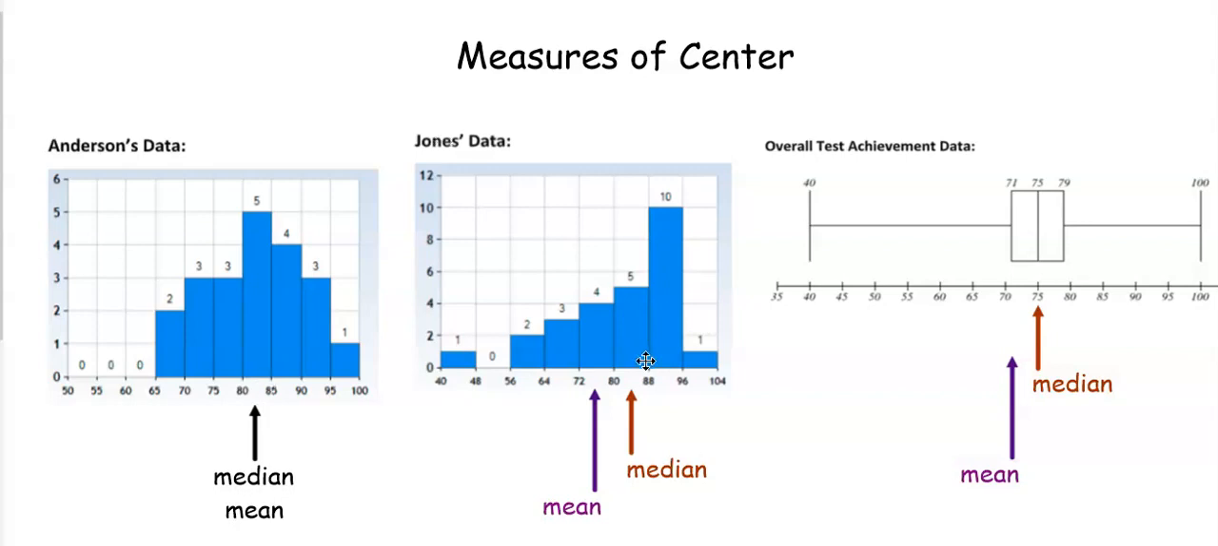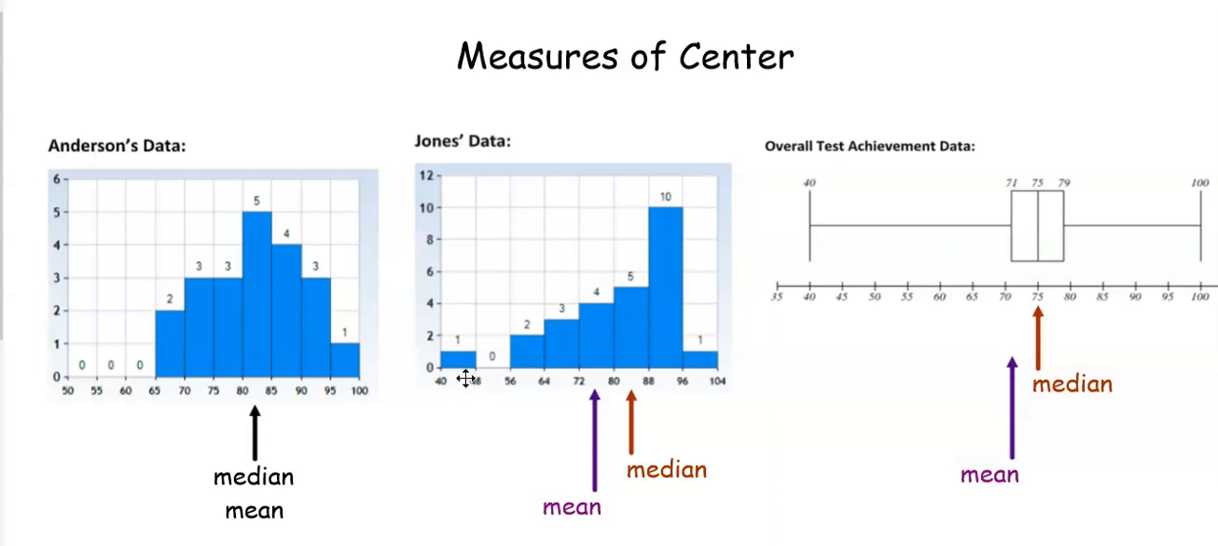For Jones's data, we know that the median is somewhere between 80 and 88. I know that because if I count my frequencies, I have 1 quiz score plus 2, that's 3, 6, 10 quiz scores that are less than 80, and I have 11 quiz scores that are greater than 88. So in the middle, these 5, the median is somewhere between 80 and 87. So that's where the median is.